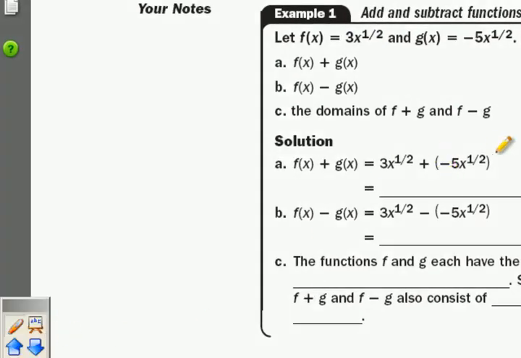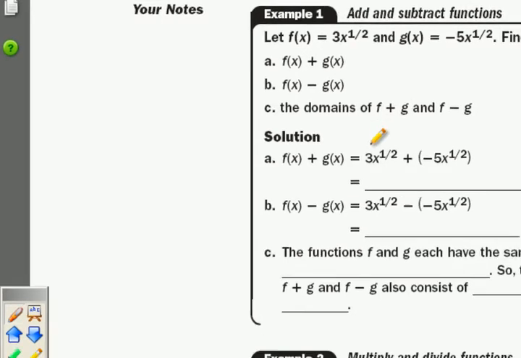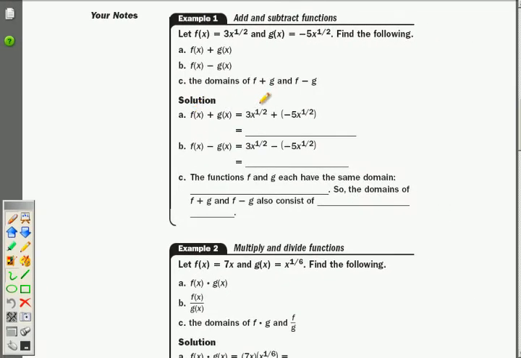So we're going to quickly go through a couple of these if we're just adding and subtracting. If we add f of x plus g of x, we have 3x to the 1/2 power plus -5x to the 1/2 power. Well, that just becomes -2x to the 1/2 power. Even if it's to the 1/2 power, you treat it just like it's x squared. So if I said 3x squared minus 5x squared, it'd be -2x squared. No different. If we're subtracting them, then this just becomes 8x to the 1/2 power. Pretty simple stuff.